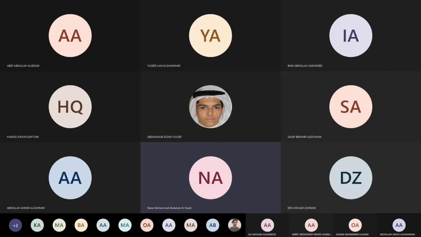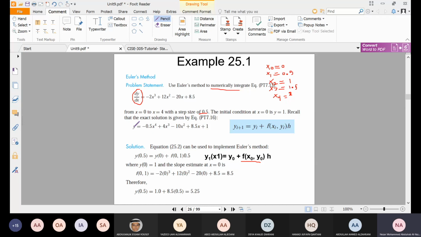Or the derivative that you have. Okay, so here we substitute instead of x its initial value, which is 0, so here 0, 0, 0. For y, we don't have any term containing y, so the term here will be 8.5. So this is the value of the slope now.